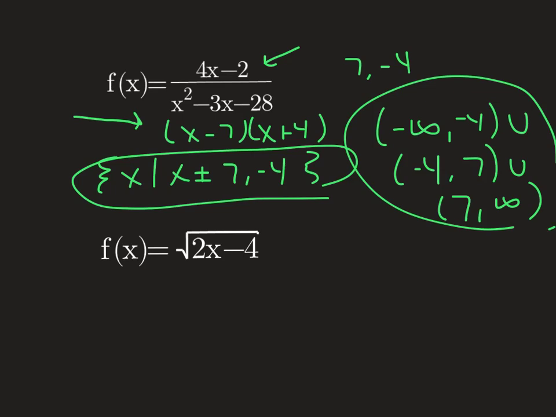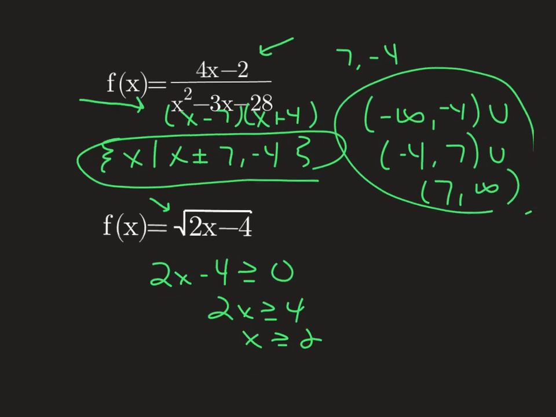Okay, the second one down here, square root of 2x minus 4. Now this is a little different. Radicals can't be negative. They can be 0 or positive, but they can't be negative. So what you do when you have a radical is you take what's inside the radical and set it greater than or equal to 0. It's always greater than or equal to 0. And then just solve it. Move the 4 over, divide by 2. And that right there, that's your domain. x is greater than or equal to 2.